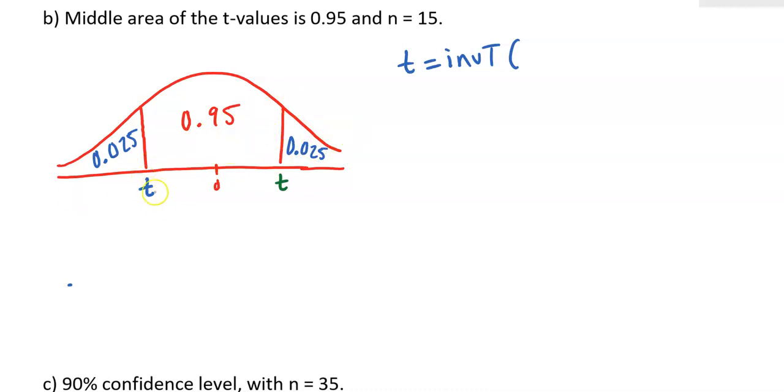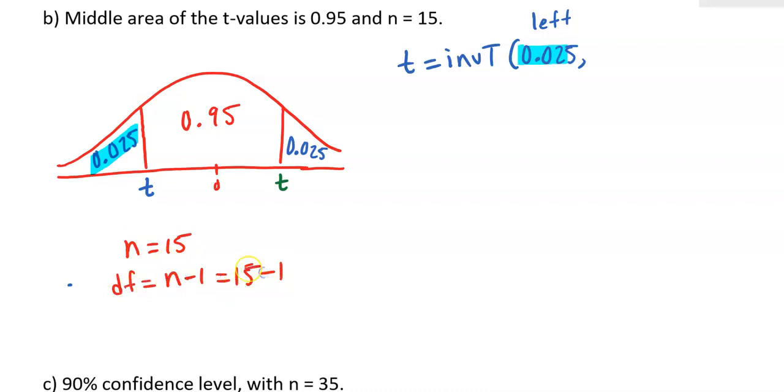So the area on the left of this T in blue is the 0.025, and so that's the area that we enter, right? The area on the left. So 0.025. Now degrees of freedom, here we have to be careful a little bit, because if the sample size is 15, then degrees of freedom is equal to n minus 1. That means 15 minus 1, and so this is going to be 14. So degrees of freedom are going to be 14.